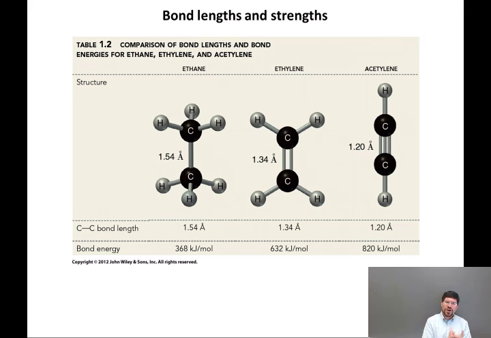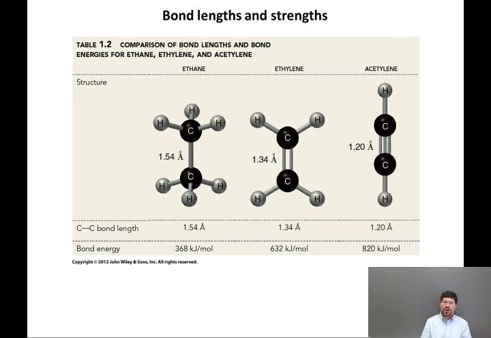So in a single bond, the carbon-carbon bond length is 1.54 angstroms. An angstrom is 10 to the negative 10th meters, and its symbol is an A with a little circle on top of it. A double bond has a length of 1.34 angstroms, and a triple bond has a length of 1.20 angstroms. These numbers have been carefully discovered experimentally and verified again and again through a technique known as X-ray crystallography.